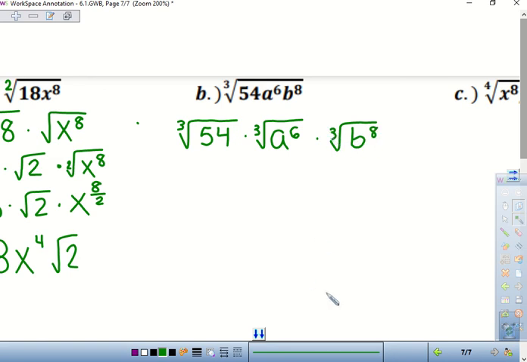So, third root means that it needs to have the product of a perfect cube. So if you look at the numbers on your page, 1, 8, 27, are any of those numbers going to go into 54 evenly? 27. So can't I rewrite this as the third root of 2 times the third root of 27?